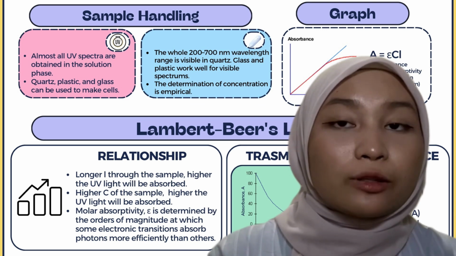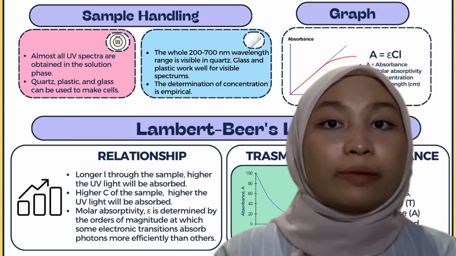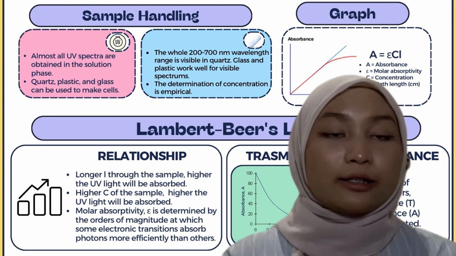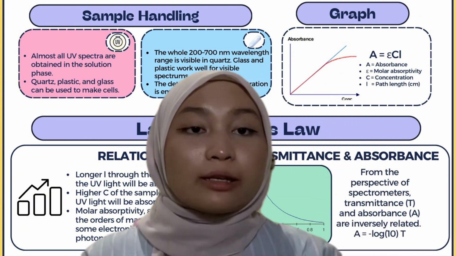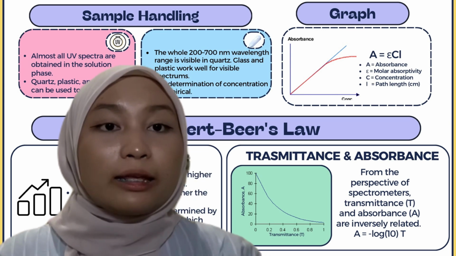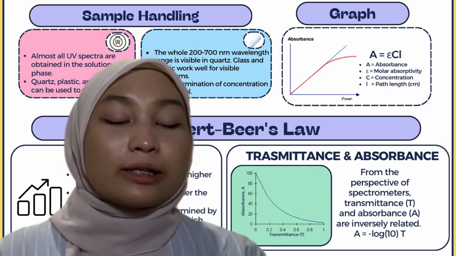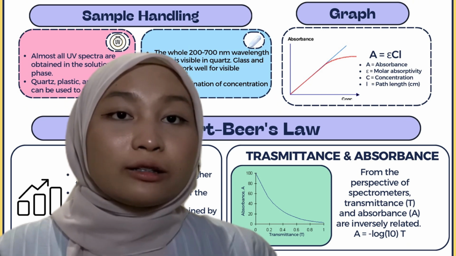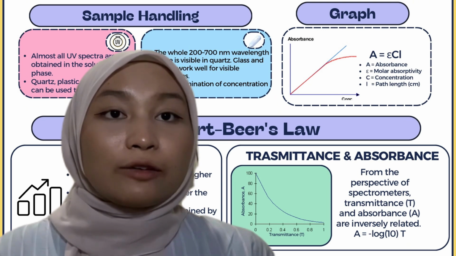And the molar absorptivity is determined by the orders of magnitude at which some electronic transitions absorb photons more efficiently than others. And the last one is the transmittance and absorbance, which is T. Transmittance and absorbance A are inversely related, by looking through the formula, which is A equals negative log 10 T.